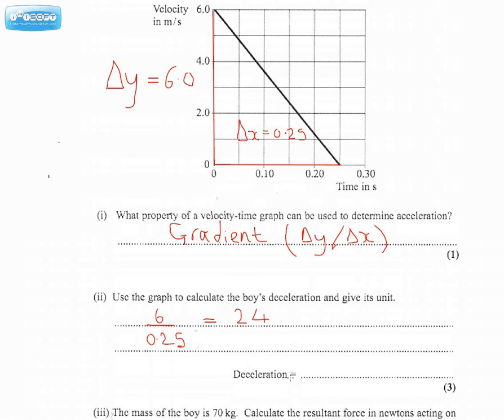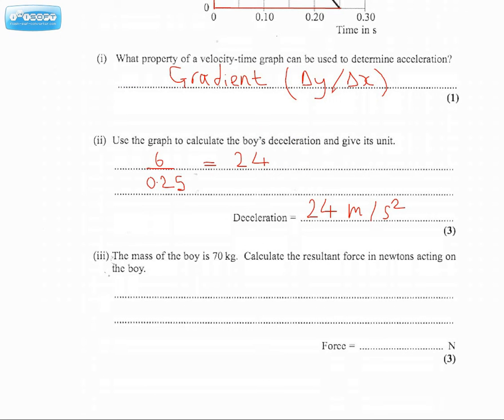So we can write here our deceleration is 24, and the units for deceleration or acceleration are meters per second squared. Meters per second squared. Easy 3 marks.